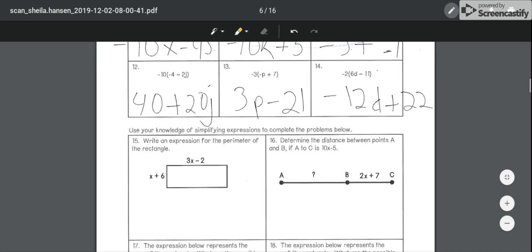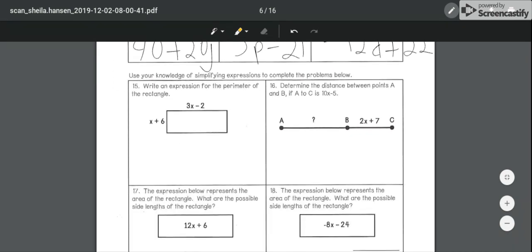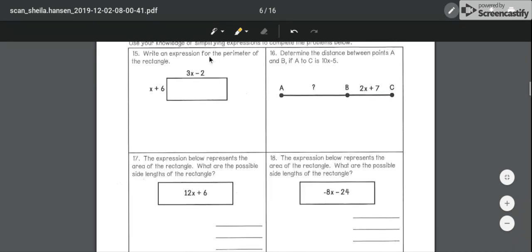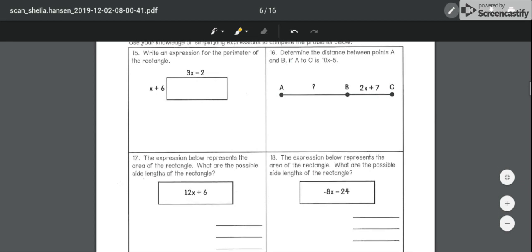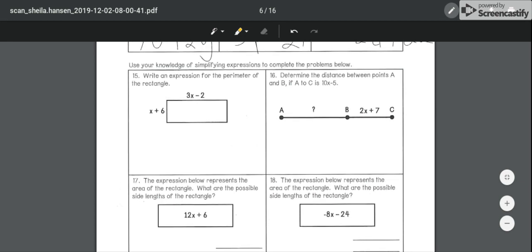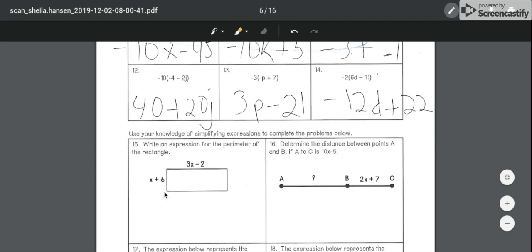So I want you to go ahead and try 15. Remember, perimeter is the lengths around a figure, all the way around. So really, you're just adding up the sides. There's 4 sides, not just 2. And that, I think, is all I would like you to do. When you get done with all of these, come show me your number 15.